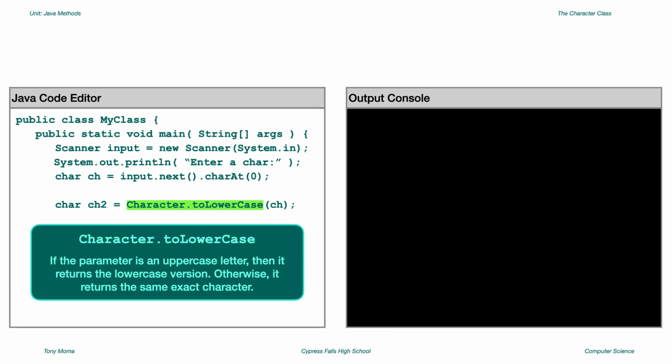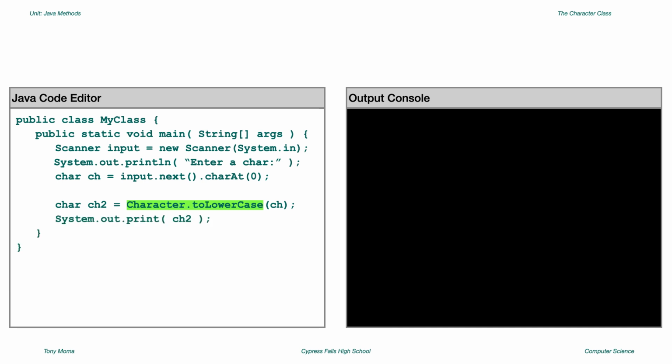Okay. So, suppose I have a program that, once again, asks the user to input a character, receives it, and stores it in a char variable. I pass that to the Character.toLowerCase method, store the result in a second char variable, then print it out. Let's see what happens. I execute it, enter a char, I enter uppercase F. Since I entered an uppercase letter, the Character.toLowerCase method will convert it to the lowercase f and store that inside ch2. Thus, lowercase f will get output.